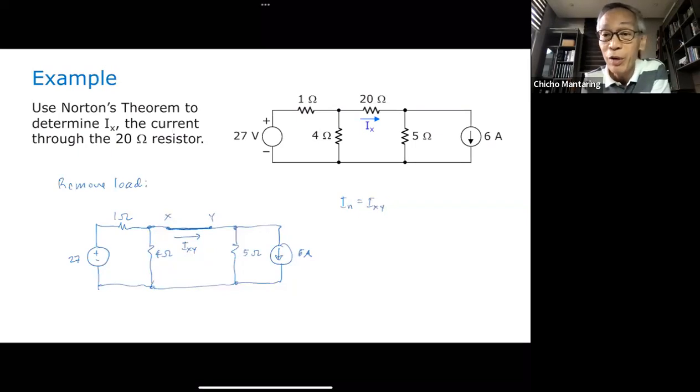So kanina, when we were using Thevenin equivalent, when we needed to get the Thevenin equivalent, we opened it and then we got the open circuit voltage. Now we short it and we get the short circuit current. Okay, how do I compute for IXY? Let's hear a suggestion from you and then let's proceed in that manner. Can somebody suggest a method?